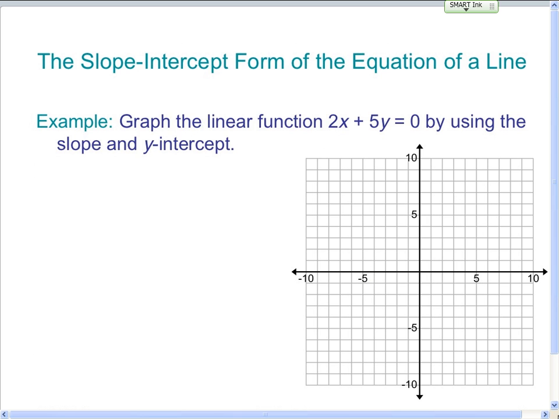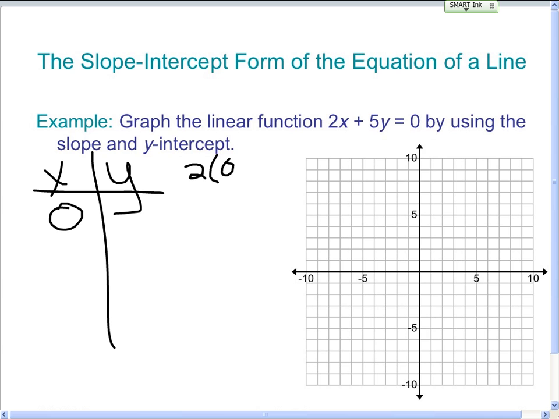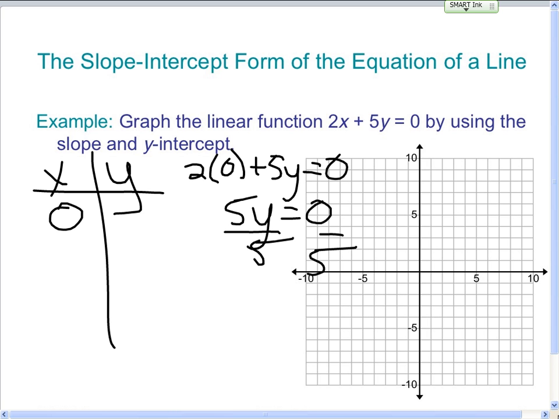All right, suppose you have 2x plus 5y equals 0. It is in standard form. Traditionally, we would use an xy chart to graph. So if we were to do an xy chart, and I plug in 0 for x, I get 2 times 0 plus 5y equals 0. 5y equals 0, divide by 5, and you get y equals 0.